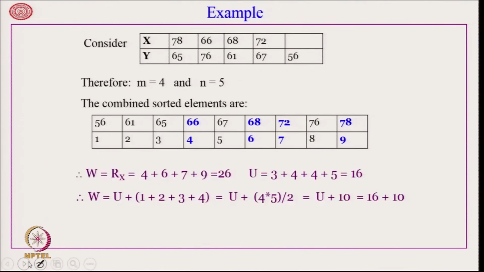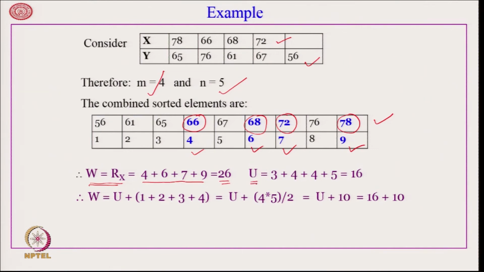So, let me give you an example here. Consider x = 78, 66, 68 and 72, that is, there are 4 observations. Therefore, m = 4. And y = 65, 76, 61, 67 and 56. Therefore, n = 5. Now, in the combined population, when we arrange them in sorted order, it looks like this, of which the blue ones are x observations and their ranks in the combined population are 4, 6, 7 and 9. Therefore, the Wilcoxon rank sum statistic W is equal to 4 + 6 + 7 + 9, which is equal to 26.